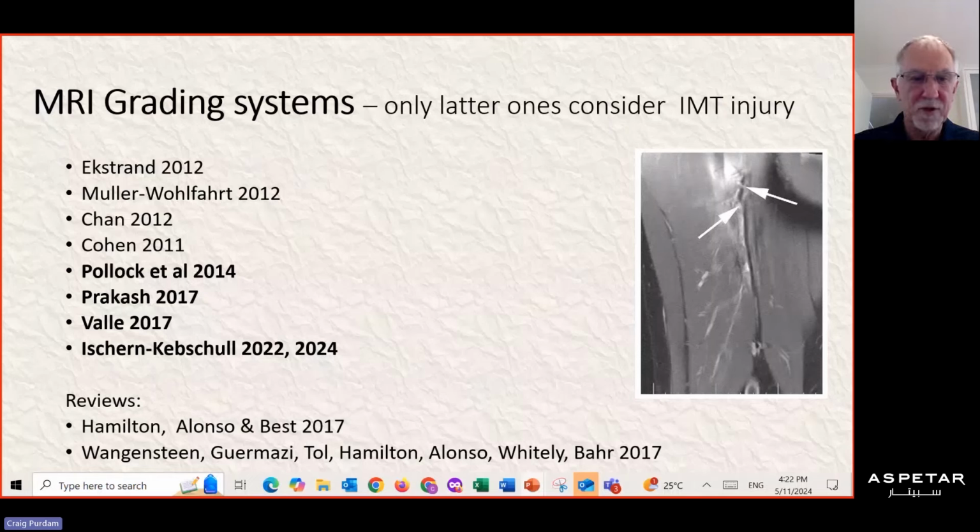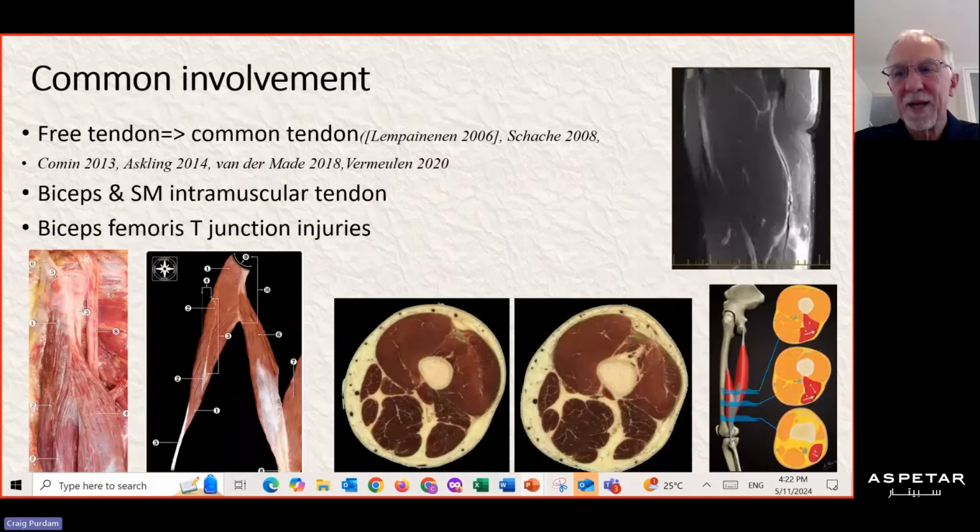There are some great reviews, again, by the home team, by Wangerstein and others, as well as Bruce Hamilton, who we know well, and Tom Best there. So the commonly affected structures, the one we hear most of is affectation of the common tendon, as you see here. And again, this was Paul Galano's wonderful dissections, both here and here in Annie Vandermeid's article.